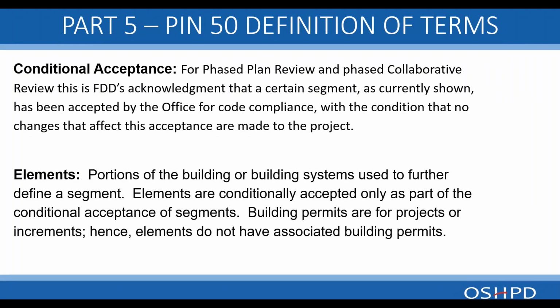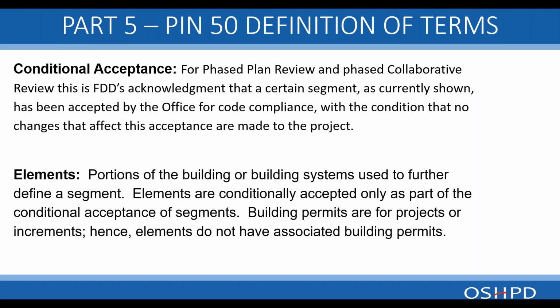Conditional acceptance. This is for phased plan review and phased collaborative review. This basically is FDD's acknowledgement that a certain segment, as currently shown, has been accepted by the Office for Code Compliance, with the condition that no changes that affect this acceptance are made to the project. So in a phased review, when a segment is submitted and it's 100% complete as far as that segment goes, the office will review it and give conditional acceptance so that the designer can move forward with confidence, knowing that that part of the review is complete.